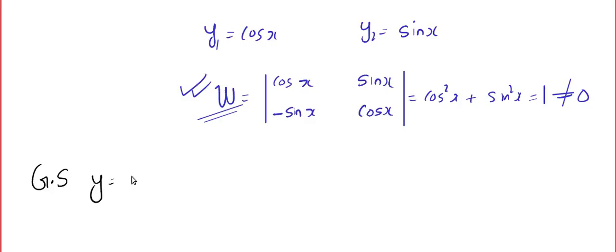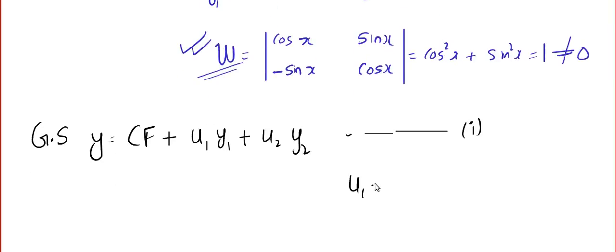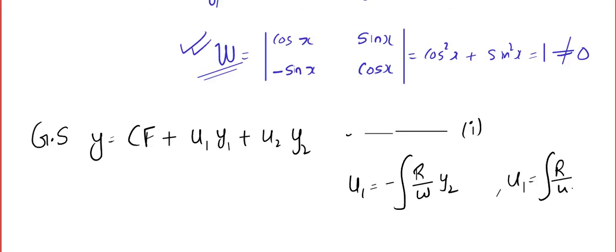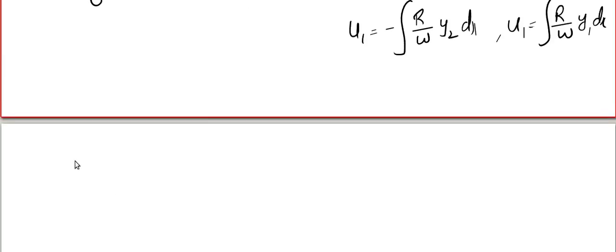That is y equal to CF plus u1 y1 plus u2 y2, and I am going to call it equation number 1, where u1 equal to minus integral of the right side by Wronskian into y2, and u2 equal to integral of the right side by W into y1. Here the function is in x, so we have to put dx. So the job is almost done. Our job is to find u1 and u2.